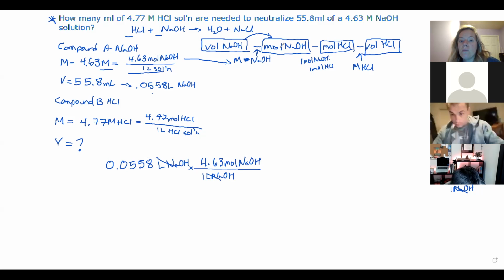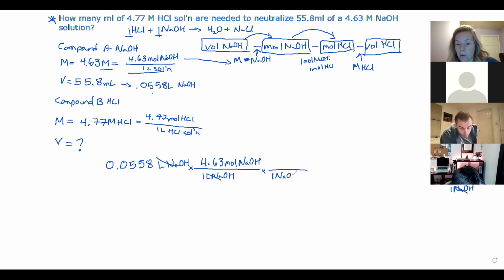From there, to go from moles of NaOH into moles of HCl, I use the coefficients, one of these for every one of these. So that's actually just a 1-to-1, but we're still going to write it in because it's not always a 1-to-1. So 1 mole of NaOH for every 1 mole of hydrochloric acid, HCl.